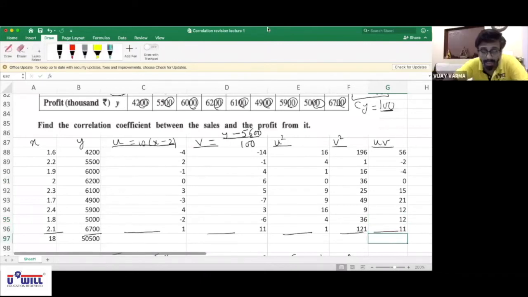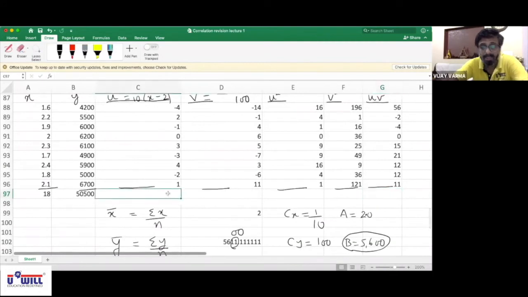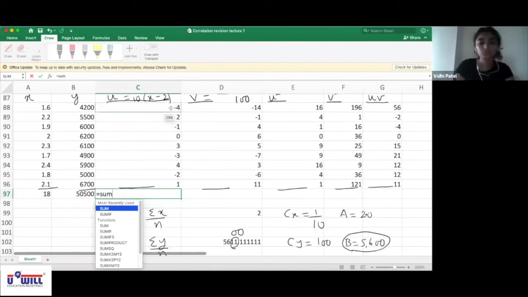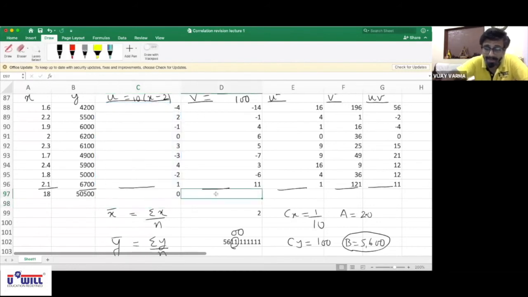Very good. Now all of you do the totals, and I will ask any one of you for the total. I'll give you 1 minute. Vidhi Patel, can you listen to me? Yes, sir. Tell me the total of u. 0. Correct. All of you must get the total of u as 0 because we have taken the mean itself, and we studied in 11th standard that sigma x minus x bar is equal to 0.